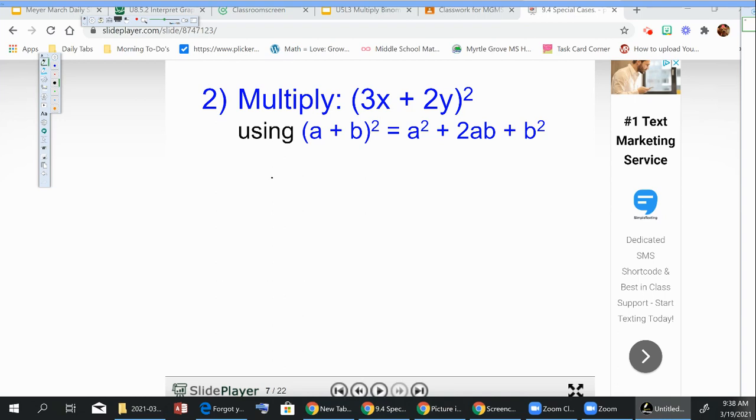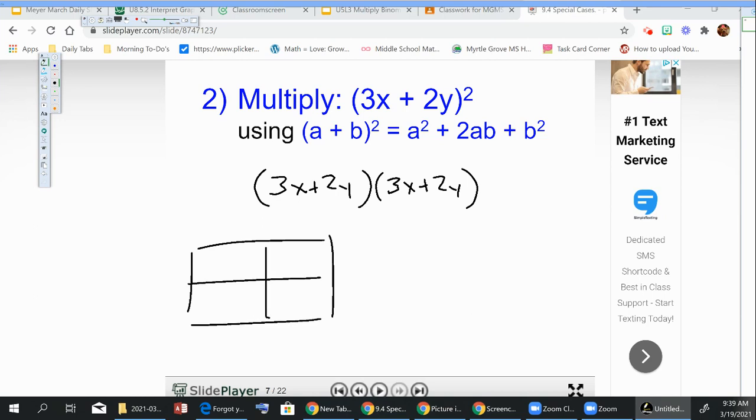So I'm going to rewrite. I have 3x plus 2y, and that means 3x plus 2y times 3x plus 2y. So I'm going to use my area model again. 3x plus 2y, 3x plus 2y. And I'm going to go ahead and multiply to fill in my cells. Right, 3x times 3x, 3 times 3 is 9, x times x is x squared. 2y times 3x, 3 times 2 is 6, and then xy. 3x times 2y, 3 times 2 is 6, x times y is xy. 2y times 2y is 4y squared.